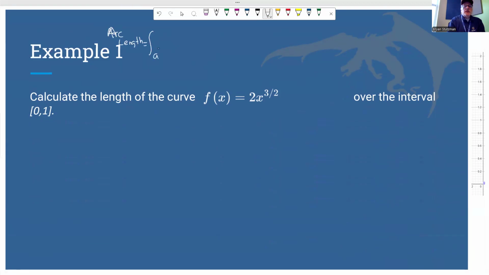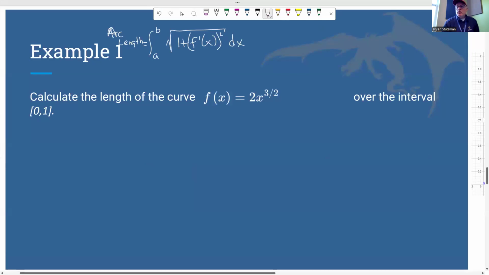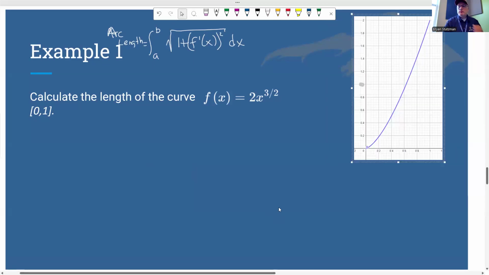The integral from the beginning to the end of the square root of 1 plus f prime of x, that part squared, dx. My curve is f of x equals 2 times x to the 3/2 power, which looks like this. I just want the piece that's between 0 and 1. It looks almost like a straight line, but it's definitely a little bit more curved at the bottom of it. So here is that curve between 0 and 1.